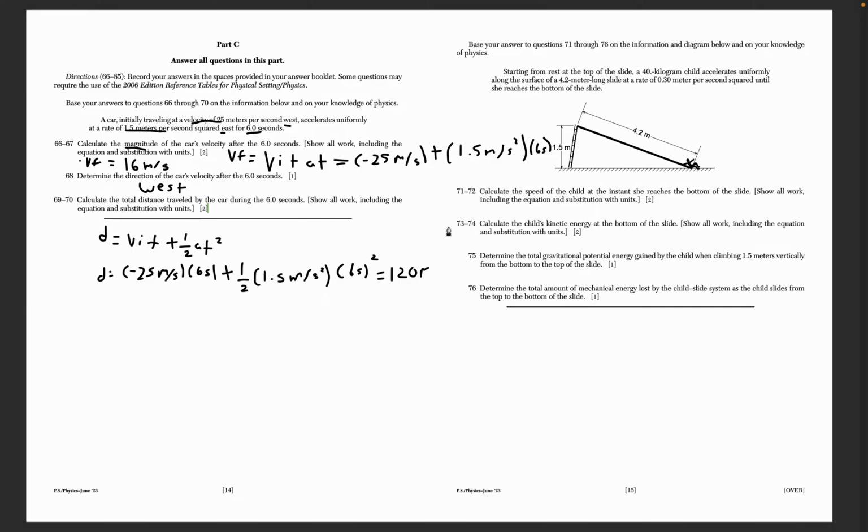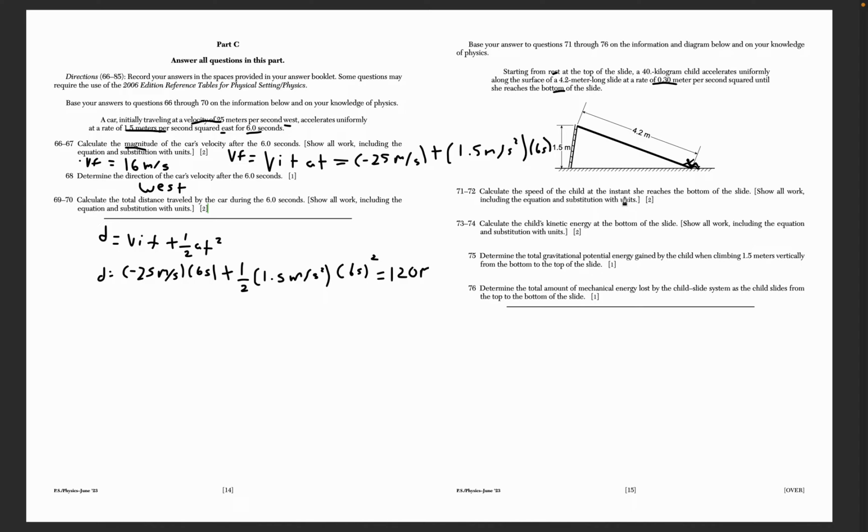Okay, next. Starting from rest at the top of the slide, a 40-kilogram child accelerates uniformly along the surface of a 4.2-meter long slide at a rate of 0.3 meters per second squared until she reaches the bottom of the slide. Okay, so it's from rest. Accelerates 0.3 meters per second squared until she reaches the bottom. Okay. Calculate the speed of the child the instant she reaches the bottom.